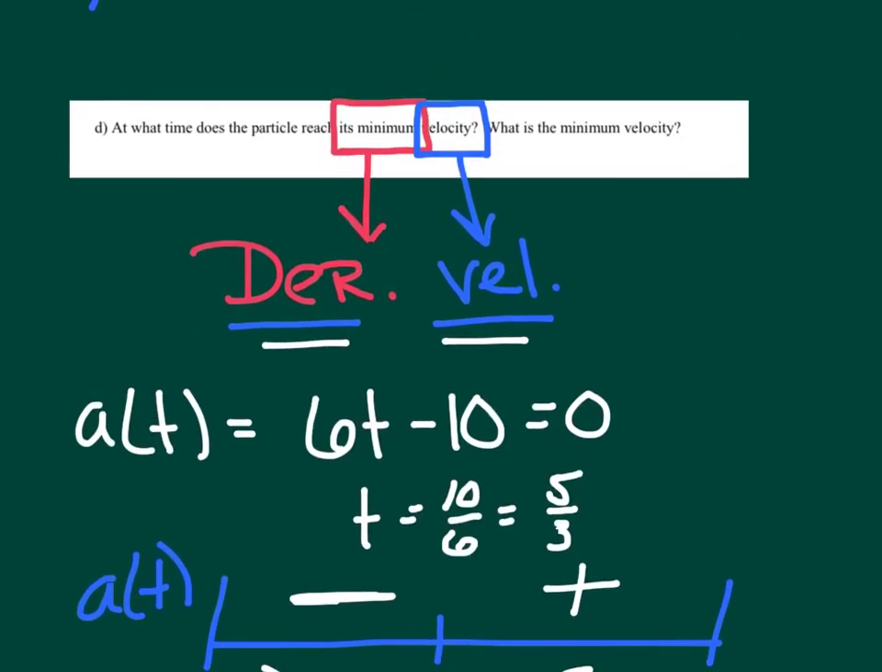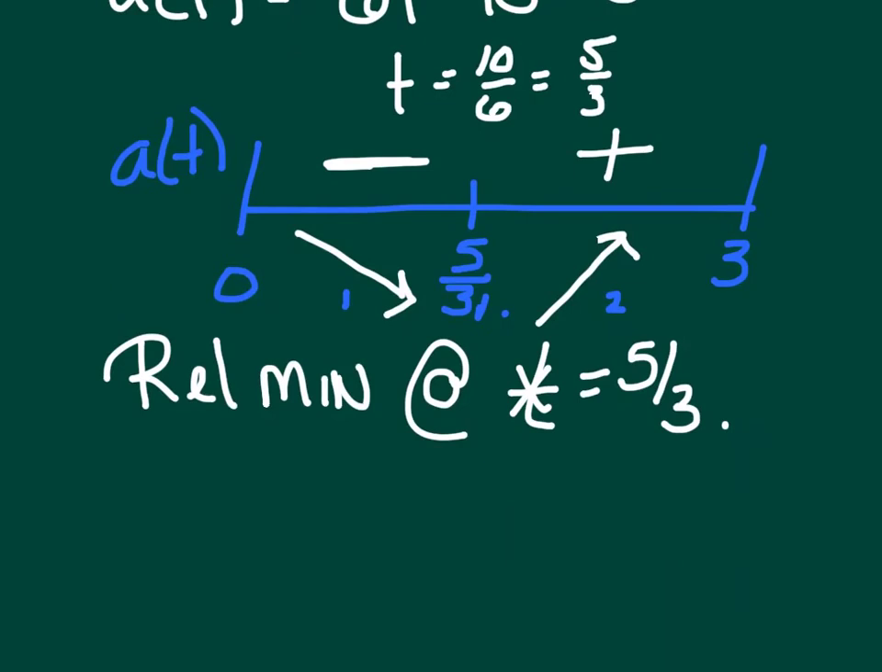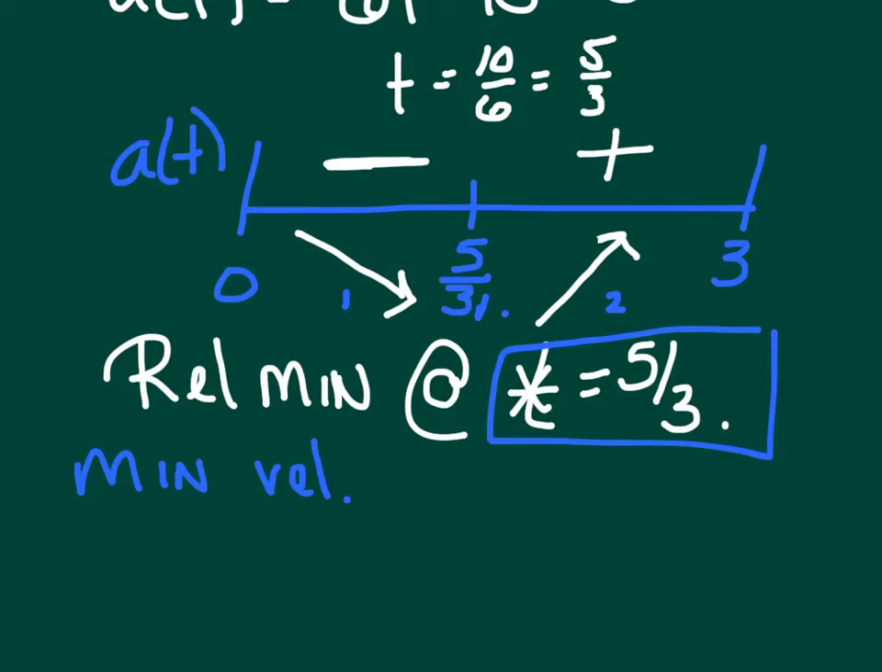The other part says, now what is the minimum velocity? Well, if it happens at 5/3 and they want to know the minimum velocity, all I'm going to do is plug 5/3 into velocity. So I need to find v of 5/3. All right, so I'm just carefully plugging that in.